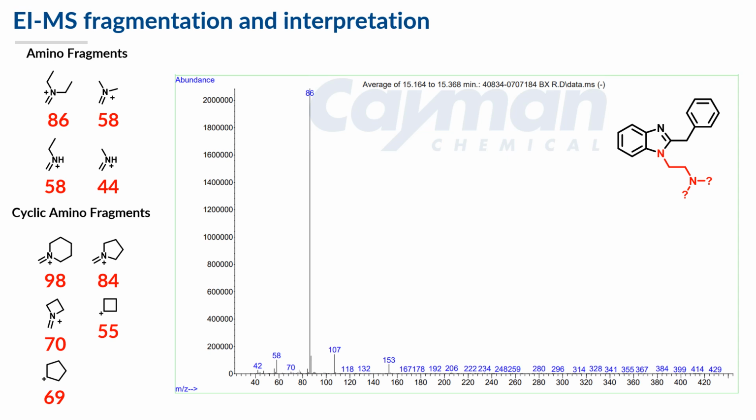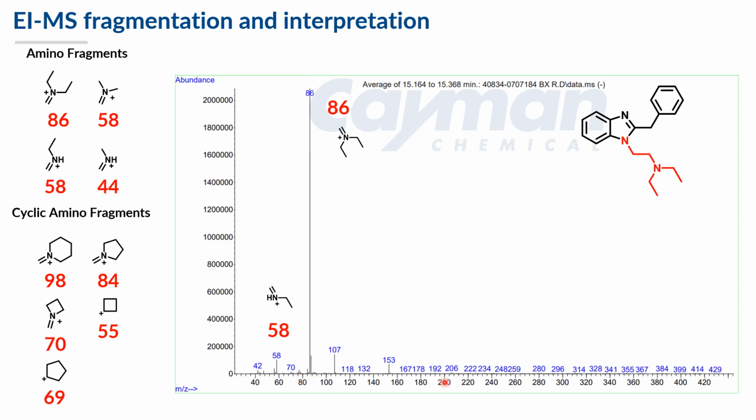In our unknown spectrum, we see that we have a base peak of 86. And if we look upfield, we also see a peak at 58. So the combination of 86 and 58 are diagnostic for diethyl substitution on our ethylamino portion of the compound. Exploring the rest of the spectra, we see that we have a couple of peaks above baseline. We have this 107, and we have a peak at 153, and those are going to help us identify the substitution on the benzyl portion of the molecule.